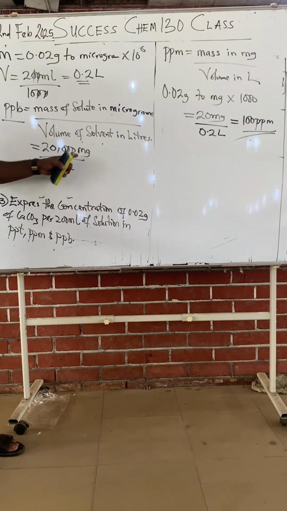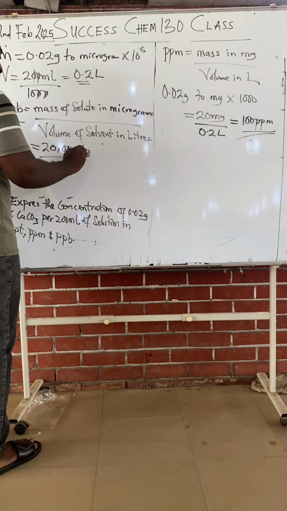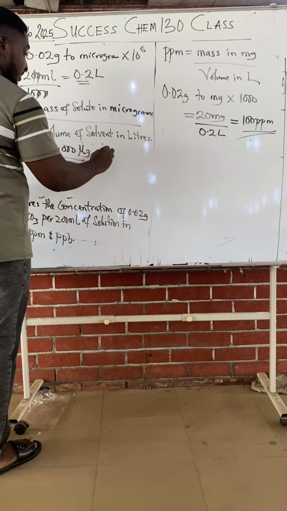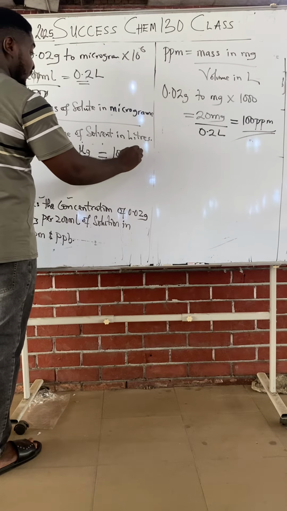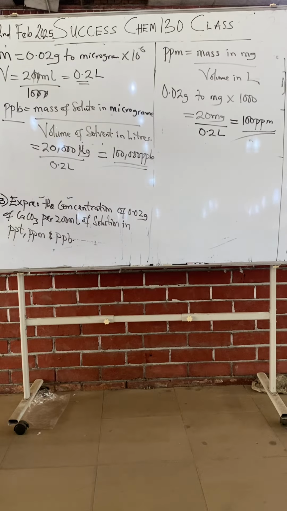PPB is microgram per liter. 20,000 divided by 0.2 is 100,000. So class, the PPB concentration of the solution is 100,000 PPB. You must convert your mass from gram to microgram. How do you do that? Multiply by 1 million. From gram to microgram, multiply by 1 million.